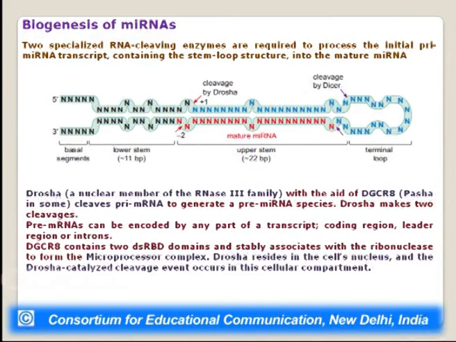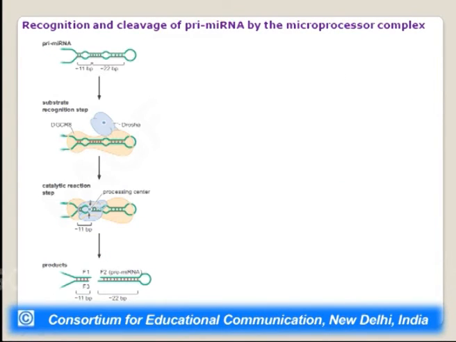DGCR8 contains two double-stranded RNA binding domains and stably associates with the ribonuclease to form what is called the microprocessor complex. Drosha, as I said, resides in the cell's nucleus, and the drosha catalyzed cleavage event occurs in this cellular component. Now, describing in a little more detail the recognition and cleavage of the pri-miRNA by the microprocessor complex.